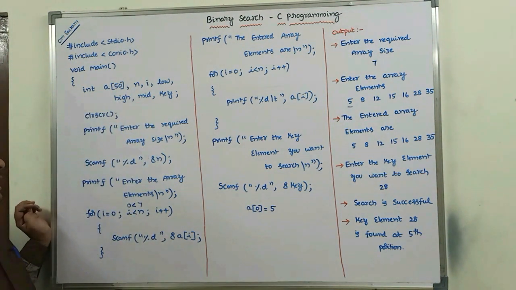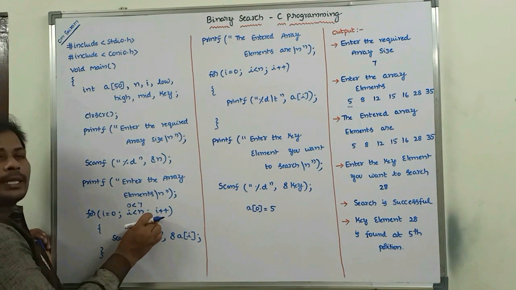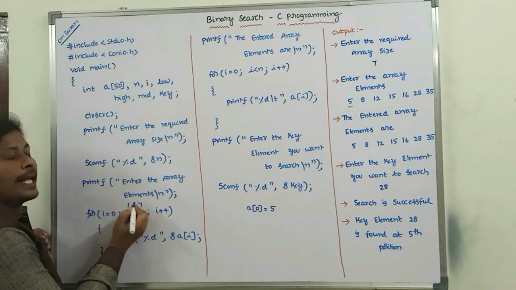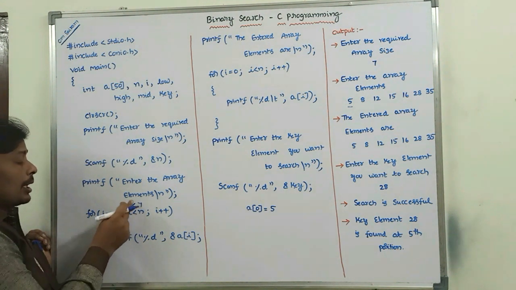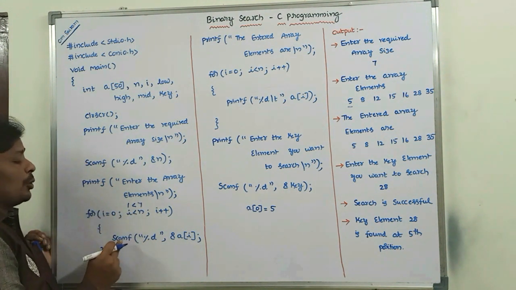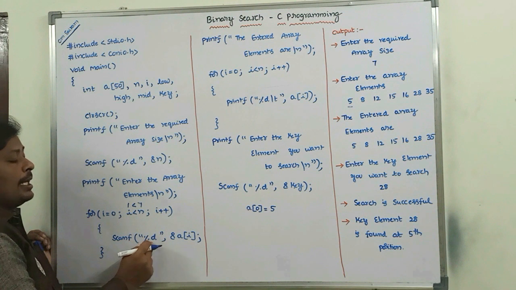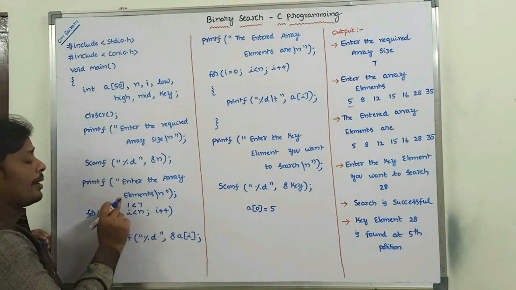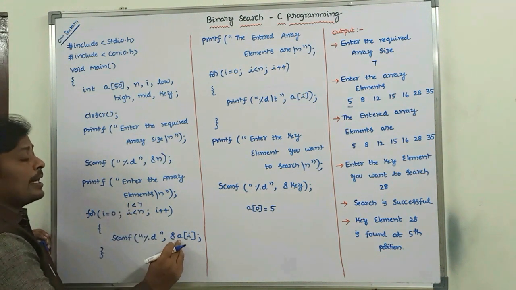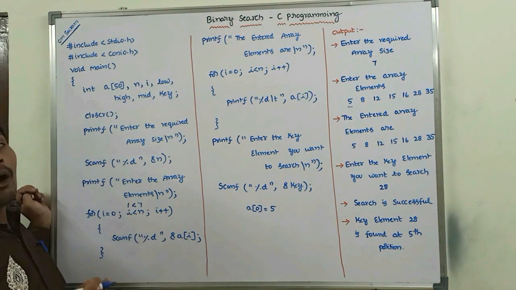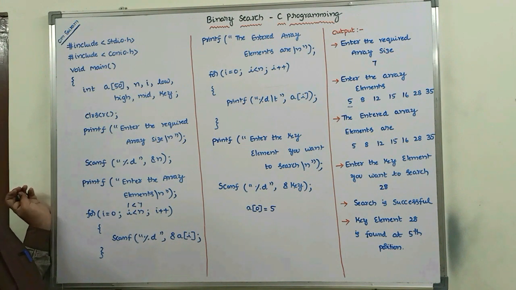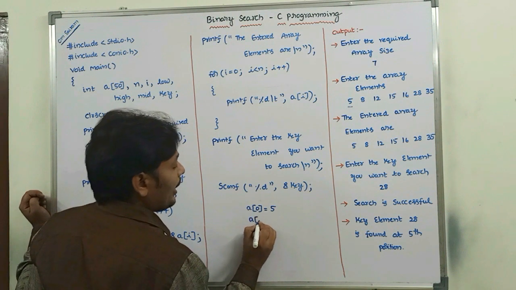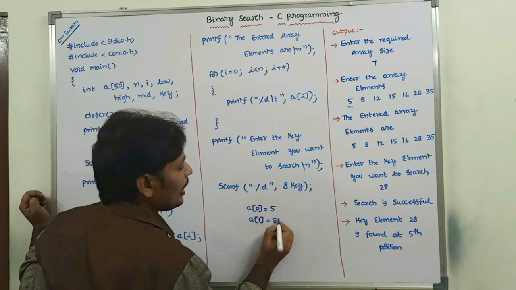Next, the i value is incremented. Now i becomes 1. 1 less than 7, condition true. The control goes to the body of the for loop. scanf("%d", &a[i]). Now the i value is 1, so &a[1]. The a[1] value is read from the keyboard. That value is 8. So a[1] is equal to 8.